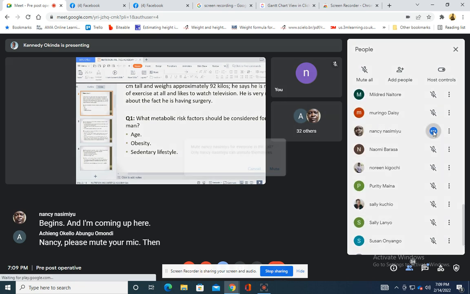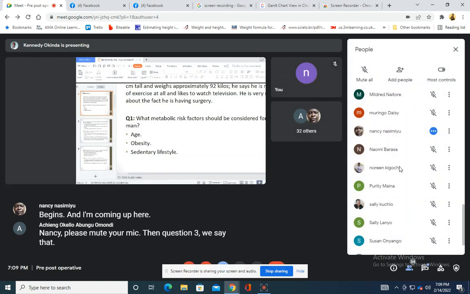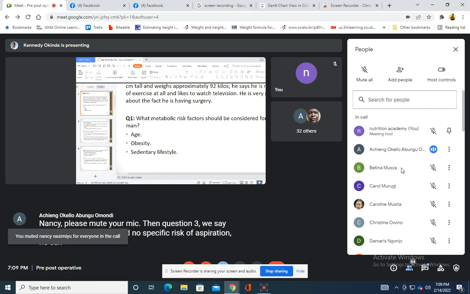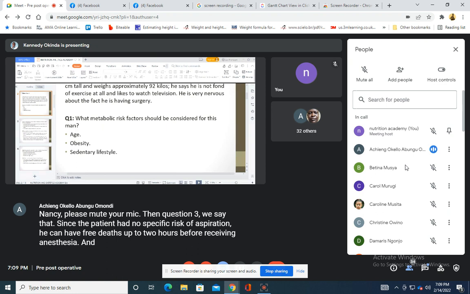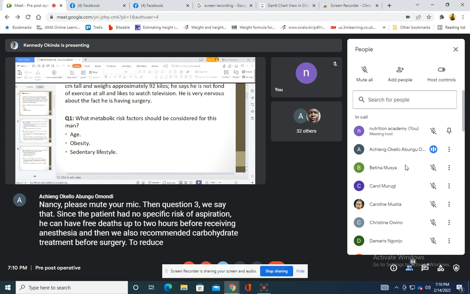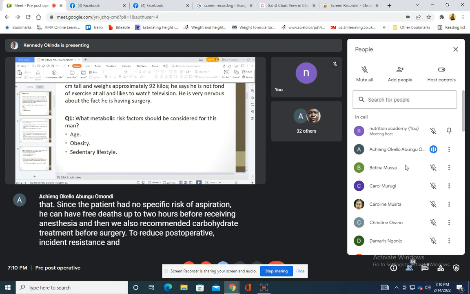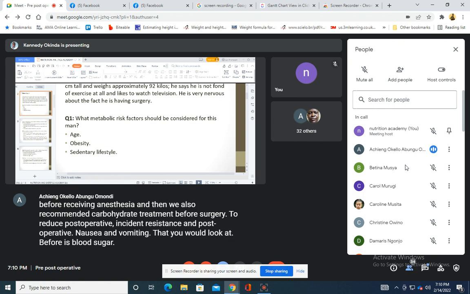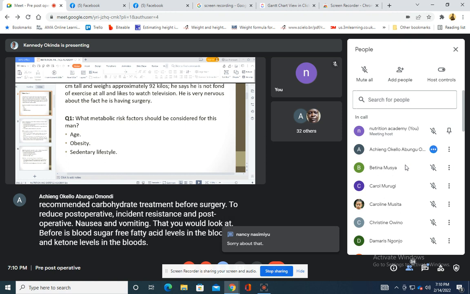Then for question 3, we said that since the patient had no specific risk of aspiration, he can have free diets up to 2 hours before receiving anesthesia. And then we also recommended carbohydrate treatment before surgery to reduce postoperative insulin resistance and postoperative nausea and vomiting. And then the parameters that we would look at in number 4 is blood sugar, free fatty acid levels in the blood, and ketone levels in the blood.